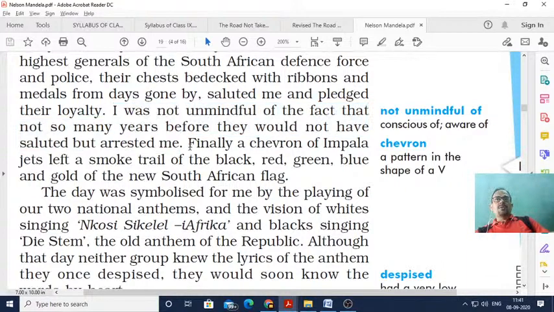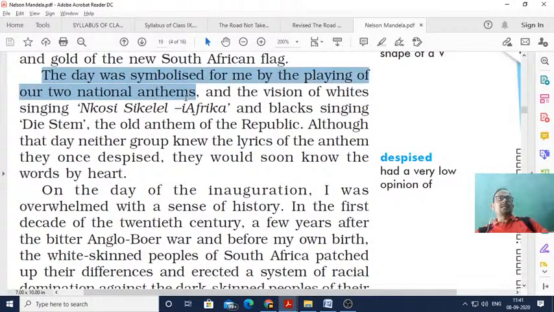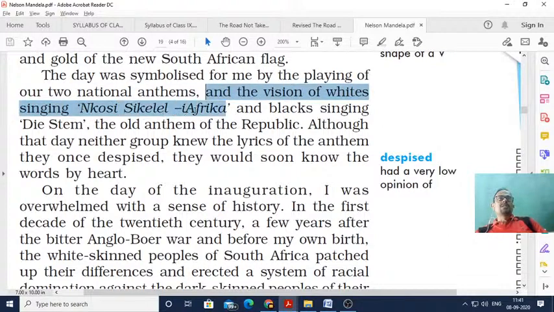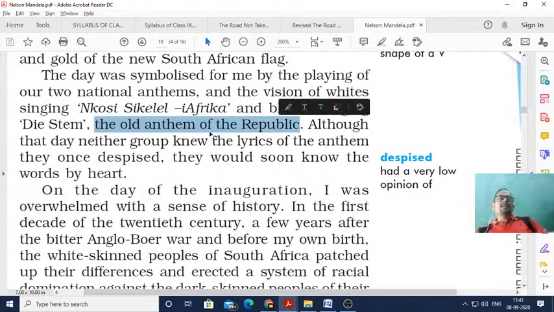Finally, a chevron of Impala jets left a smoke trail of the black, red, green, blue and gold of the new South African flag. The day was symbolized for me by the playing of our two national anthems. The one is the national anthem of the black people and another is the national anthem of the white. Two national anthems were simultaneously played. And the vision of whites singing the African language anthem and blacks singing the old anthem of the Republic.